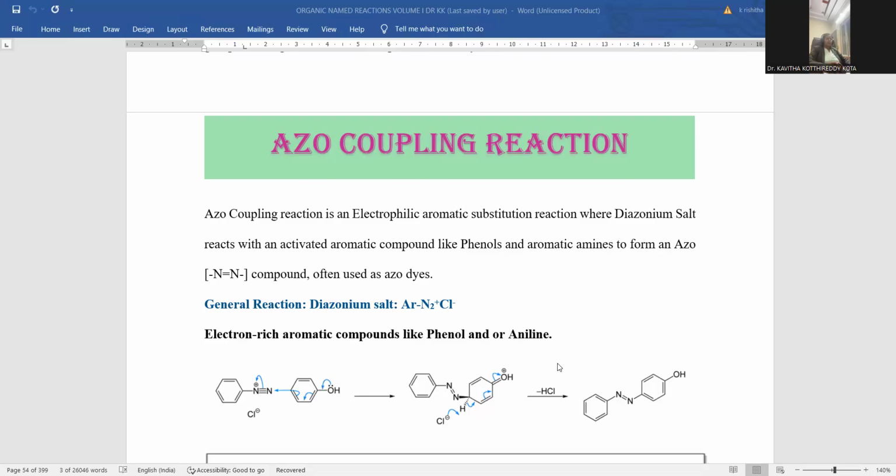Now, let me continue with the session called azo-coupling reaction. It is part of named organic reactions. The concept we are going to discuss is retrieved from the Textbook of Organic Named Reactions, written by Dr. Kavita Kottireddy Kota. So, now let me continue with azo-coupling reaction.